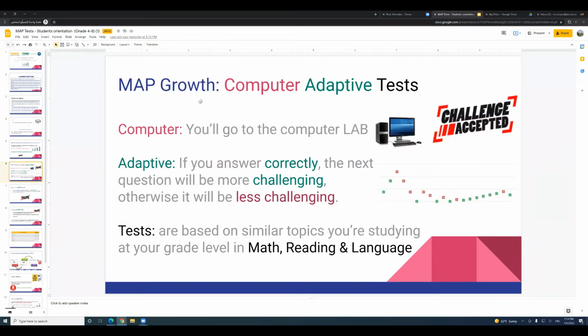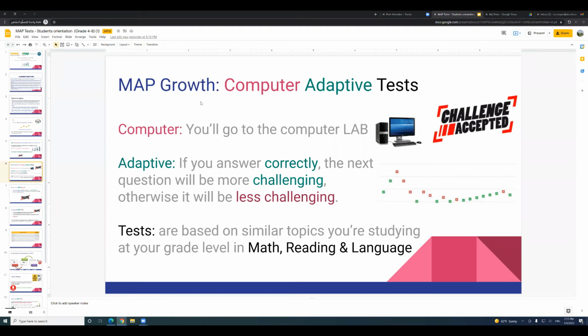Okay, let's move on. So the computer adaptive test that the students, your sons and daughters, will be taking. I've written there that you'll go to the computer lab. It's a bit up in the air at the moment which grades are going to do what. It's highly likely that the lower grades are going to do the test at home on the computer. We don't know exactly right now what 7 and 8 are going to do, whether it will be in school or at home, but the decision will be made soon. So please be patient with us, and we will try and get you that decision as soon as possible.